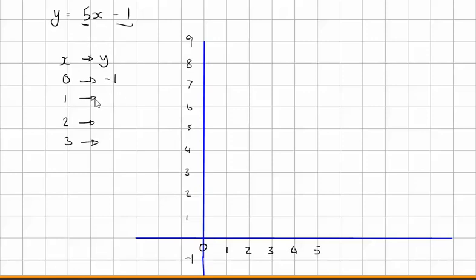1 matches to 4. 5 times 1 is 5, minus 1 is 4. 5 times 2 is 10, minus 1 is 9. So if we plot those points then, 0 matches to minus 1, 1 matches to 4, 2 matches to 9. I can't go any further, but that will do for the time being. Okay. So, do we have to draw that now, quickly? Right. Well, we will do, but just bear with me for a minute, just to show you.